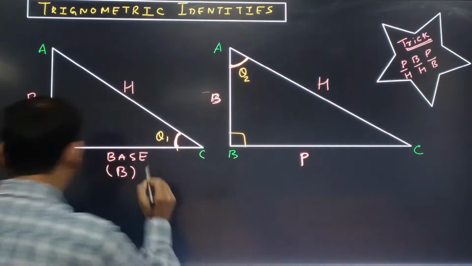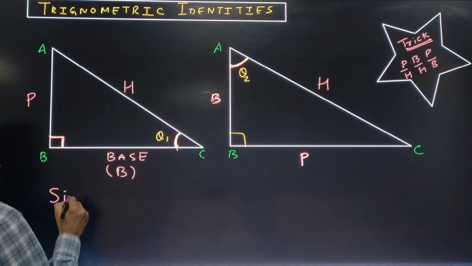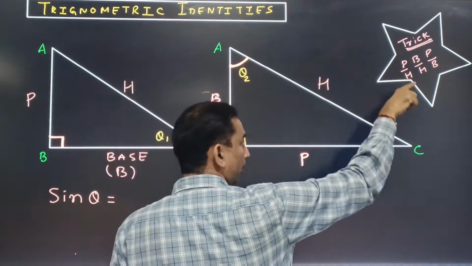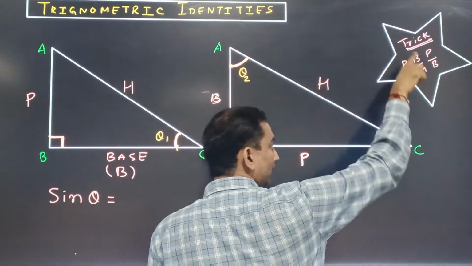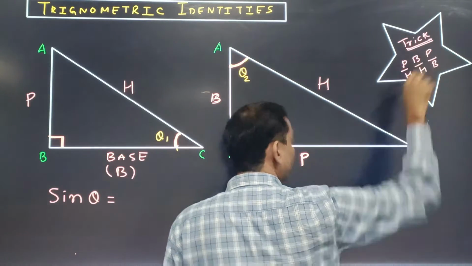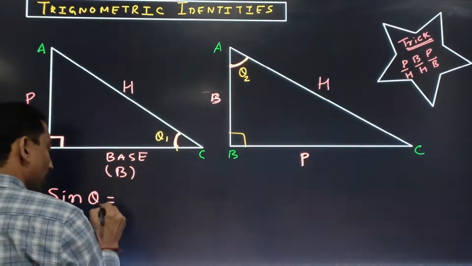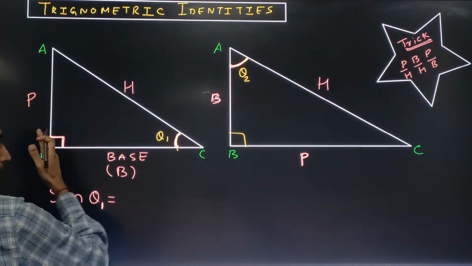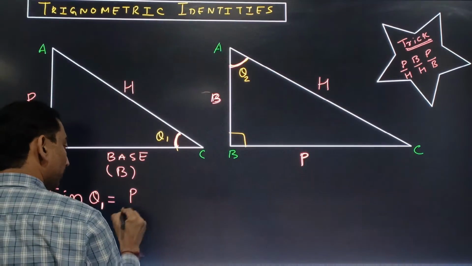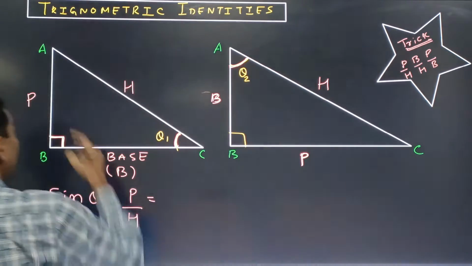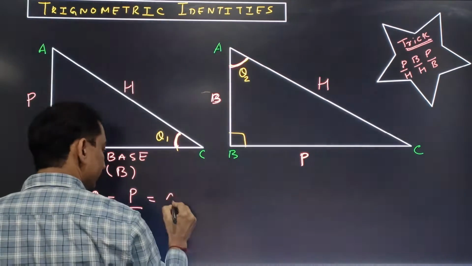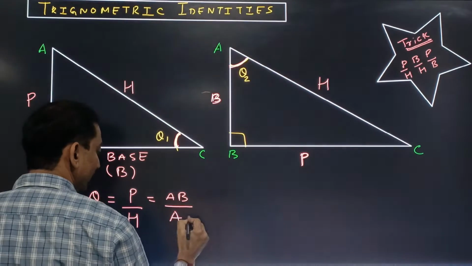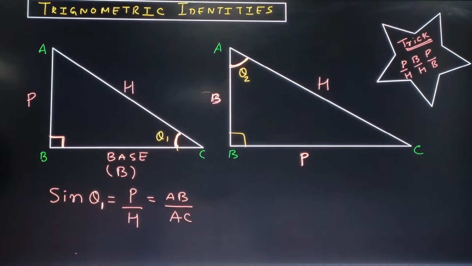So three things. Now first of all, sine theta. Sine of theta 1 over here, the first one P upon H is sine theta, the cosine theta is B upon H, and tan theta is P upon B. So sine of theta 1 is basically the ratio of two sides of the triangle. One is the perpendicular, the other one is the hypotenuse. So perpendicular upon hypotenuse. The perpendicular over here is AB divided by the hypotenuse AC. Correct? So this is how we define the identity.